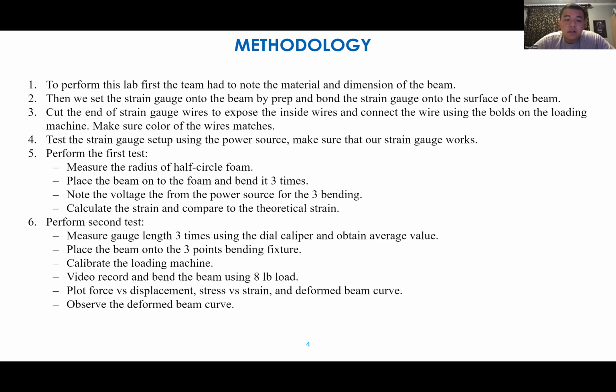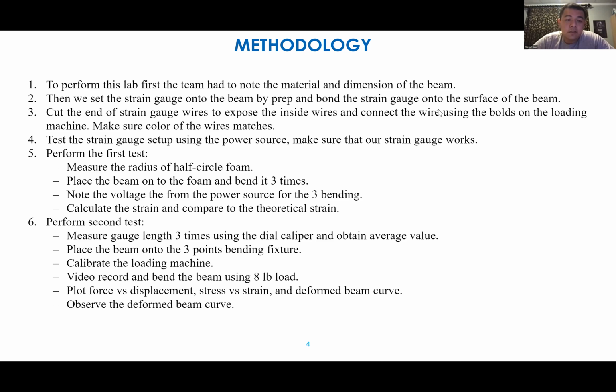And we need to cut up the end of the strain gauge wire to expose the inner wire so we can attach it to our power source and the loading machine. Then we test the strain gauge to make sure it works using the power source. And then it's time for us to perform our two procedures.